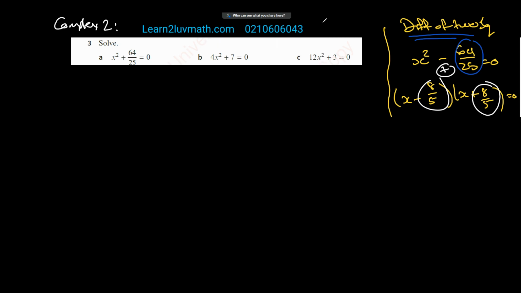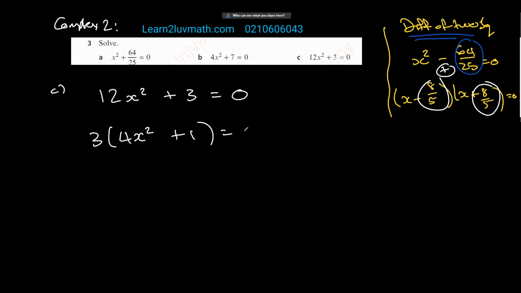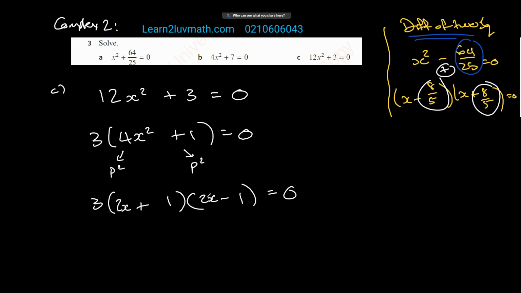All right, so you did C, right? Okay, let's have a look at C. So C, I've got 12x squared plus 3 equals 0. I can firstly take out a common factor of 3, because by doing that, I've now released perfect squares. I've got a perfect square over there and a perfect square over there. And what you do is you factorize it like you would if it was a negative. You put 2x, 2x, 1, and 1, plus and minus.